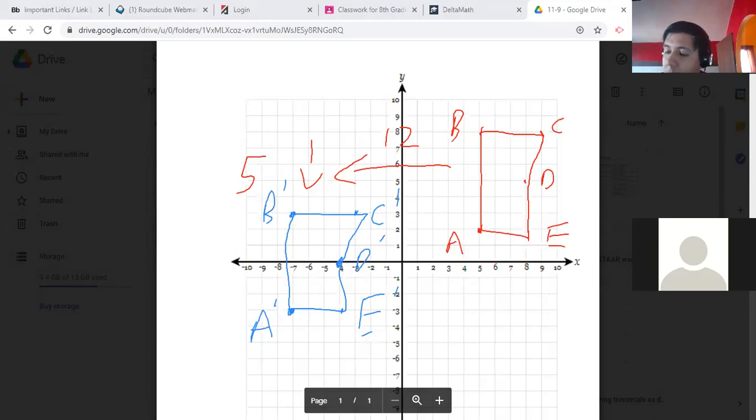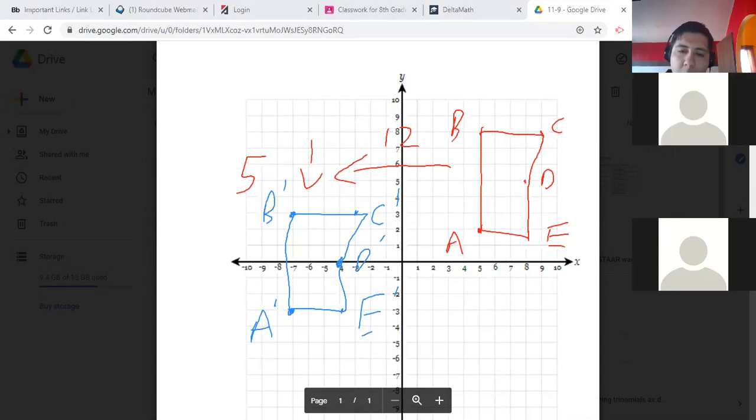So that's what it means when we're talking about translation, okay? A translation, not like the language, right? We're not translating a language, we're literally just moving something from one place to the other. Okay.